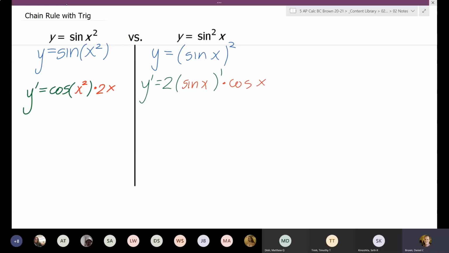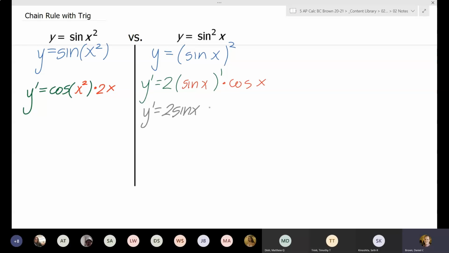And of course, that second one looks a little bit nicer since that's just sine to the first power, writing it as 2 sine of x cosine of x. So we can see that they are very different derivatives because they are naturally very different functions depending on what's on the outside and what's on the inside. Questions or comments?